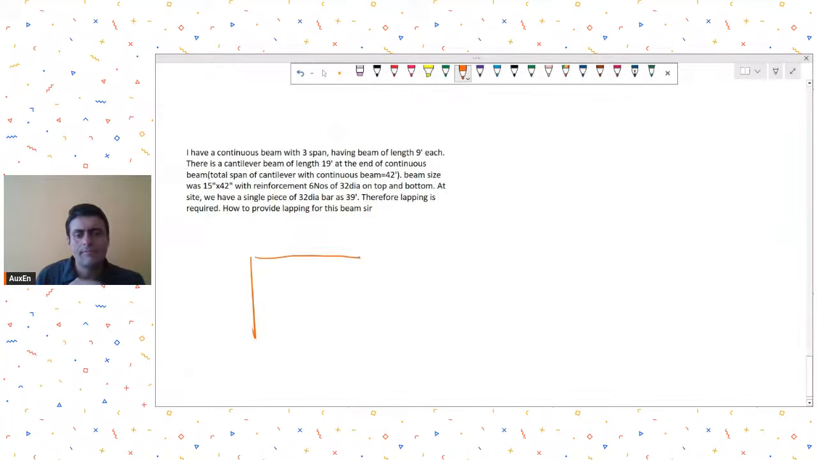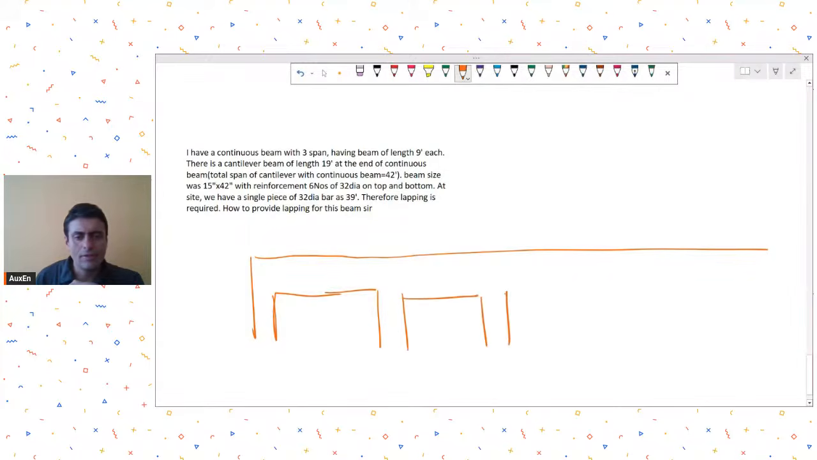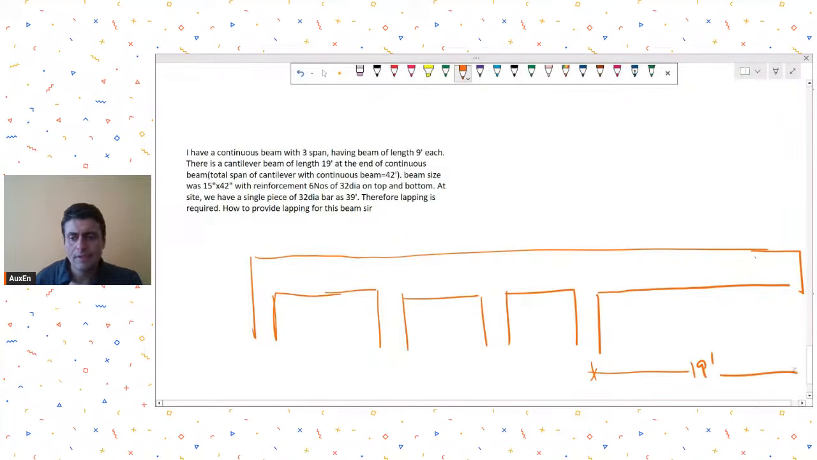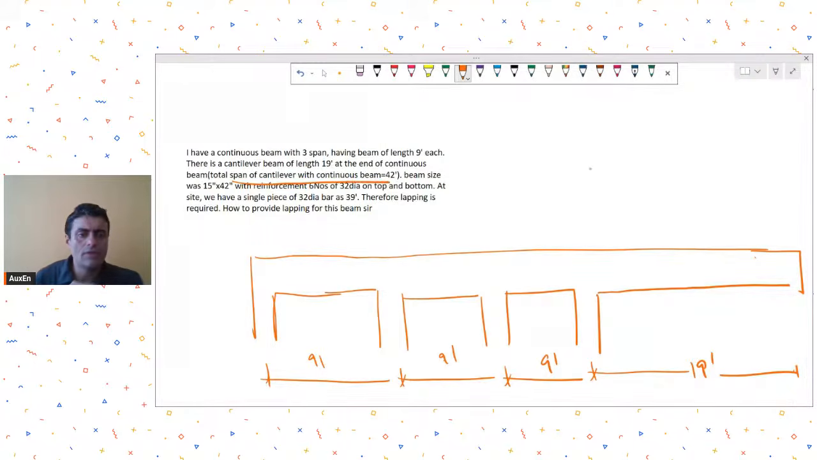So he is saying that his beam arrangement is something like this. This is 9 feet, then 9 feet, then 9 feet, and then straight 19 feet cantilever. Okay, this is 19, and this is 9, 9, and 9. Total span of cantilever with continuous beam is 42. I don't know how he is getting 42. 9 threes are 27 plus 19 should have been 46. I'm not sure why he has written 42 feet. It should have been 46 feet.